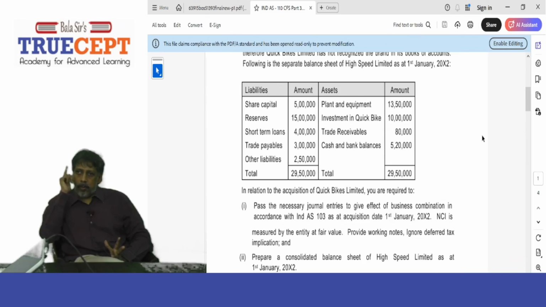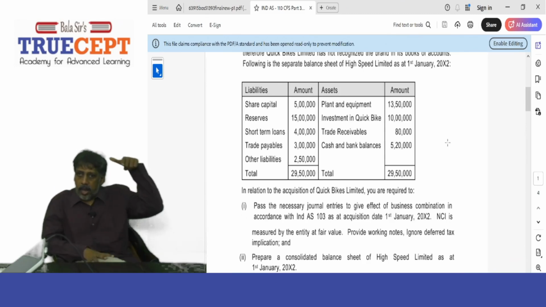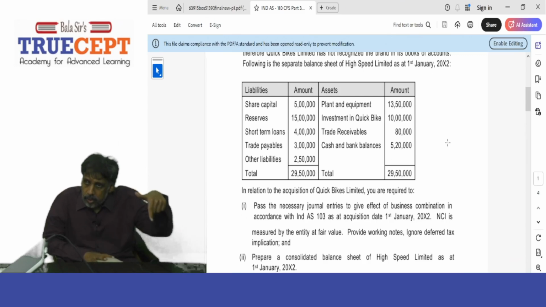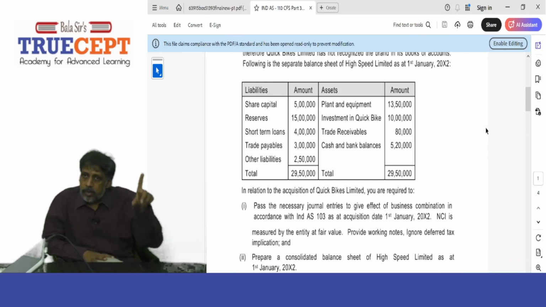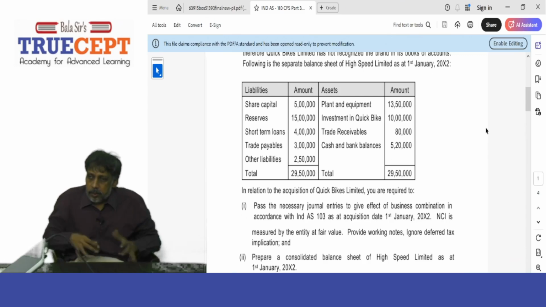One more thing. Go to my balance sheet. Do you find investment in Quick Bikes? Yes, sir. How much? 10 lakh rupees. That 10 lakh on 1st Jan, right? What is 10 lakh? The 5 lakh that I invested on 1st November, plus another 5 lakh that I paid on 1st January. I would have passed an entry, investment to bank, in my separate books, in the standalone balance sheet. That's why 10 lakh is there.